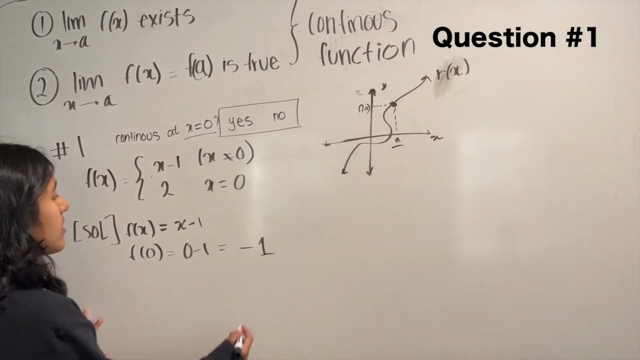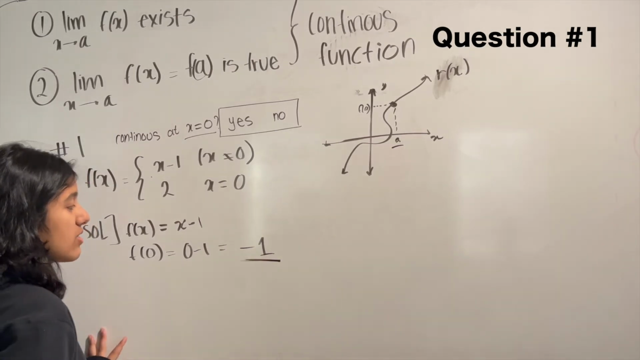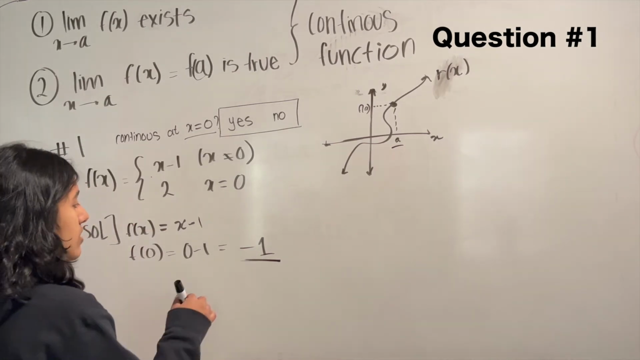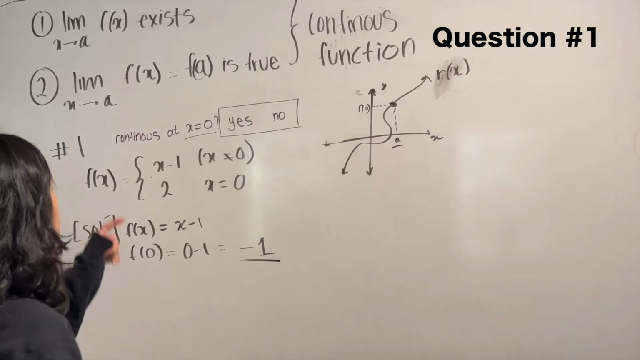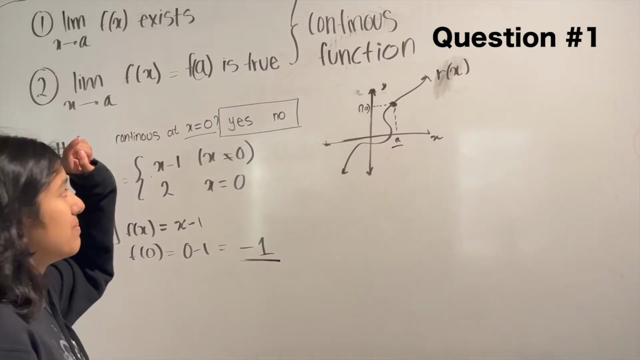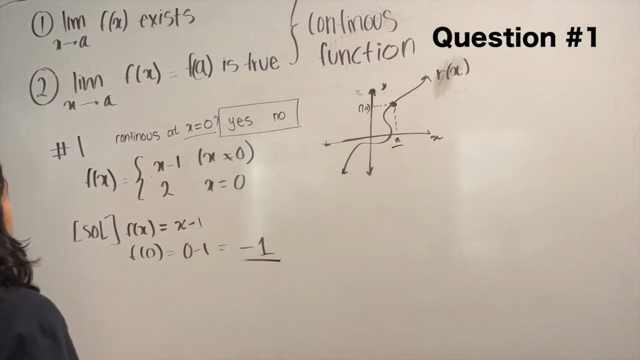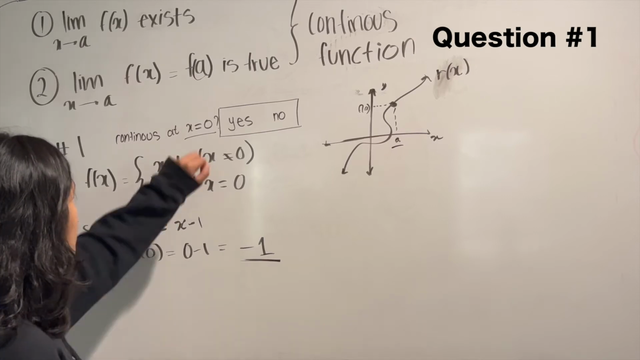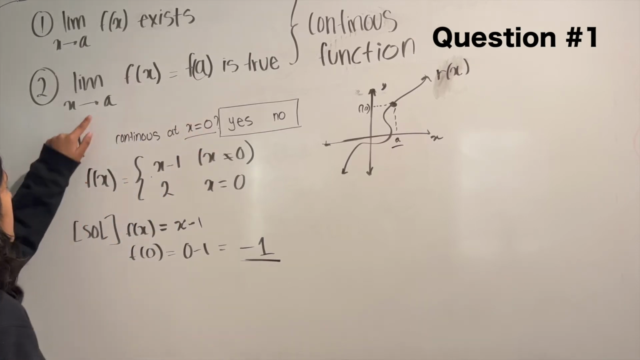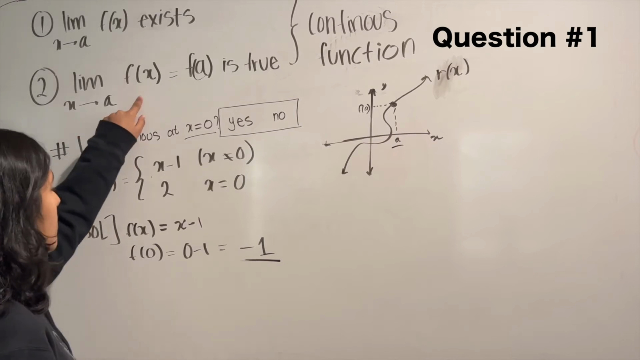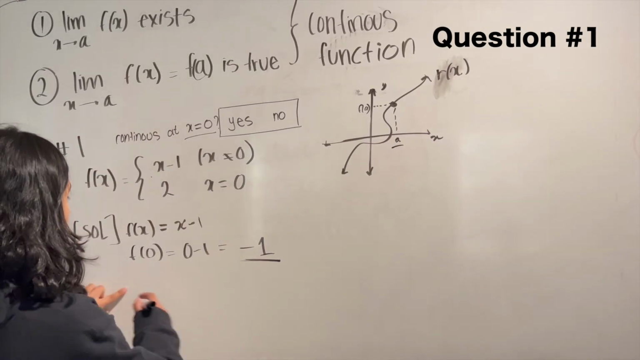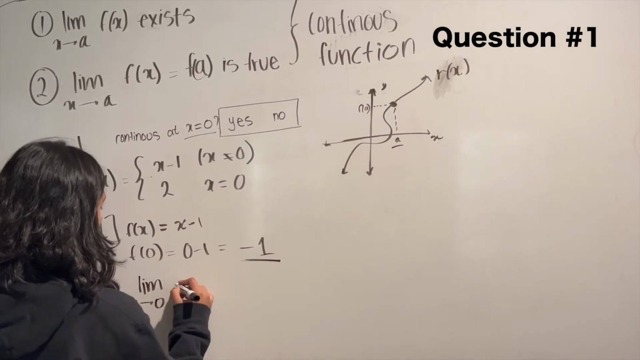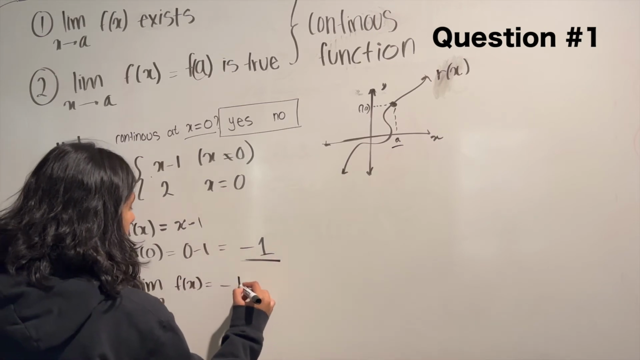Now, we have that the limit actually exists. If it doesn't exist, you'd probably get something like negative infinity or infinity, but we got a concrete value. So this proves that it does exist. But now we have to see the second condition. The second condition is: is the limit as x tends to a of f of x equal to f of a? We essentially already found the limit as x tends to 0 of f of x, which is just negative 1.